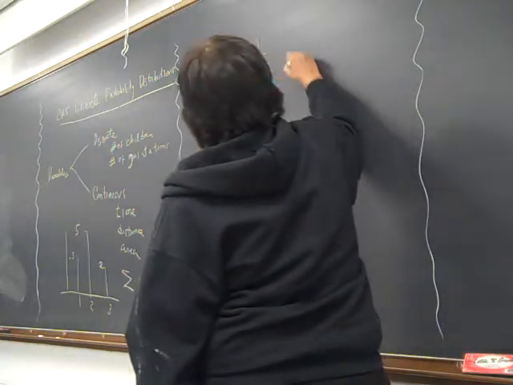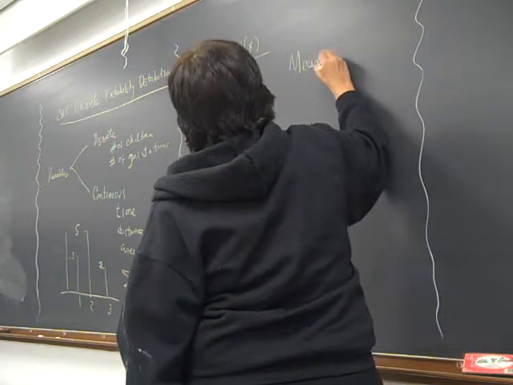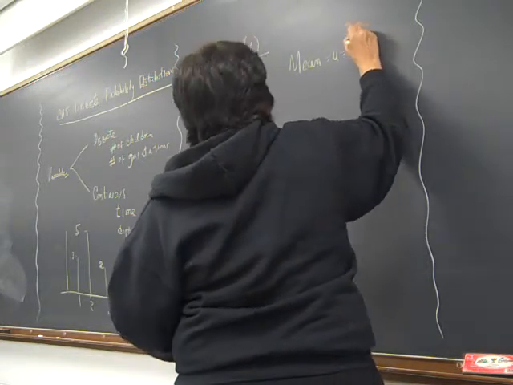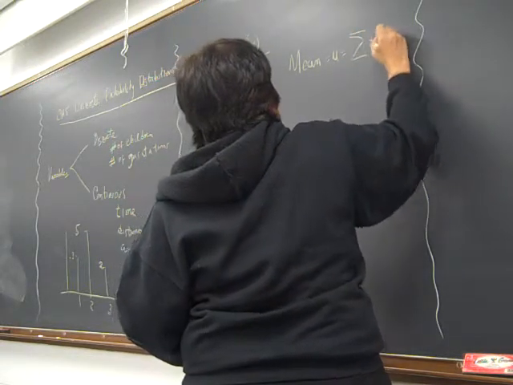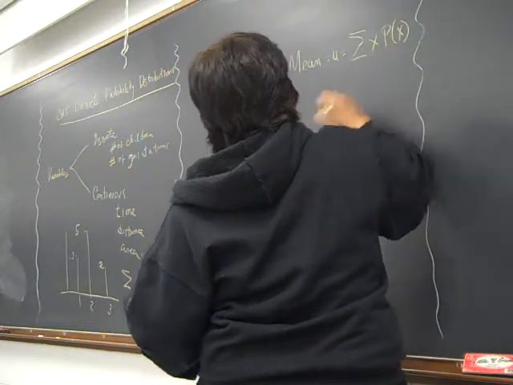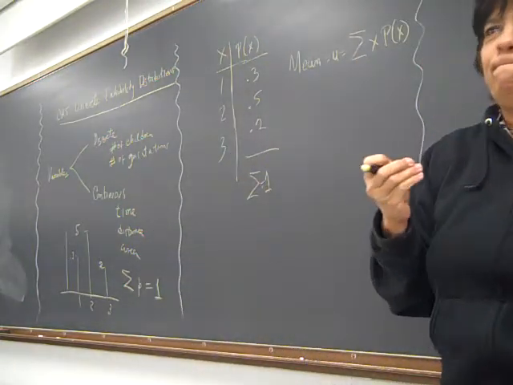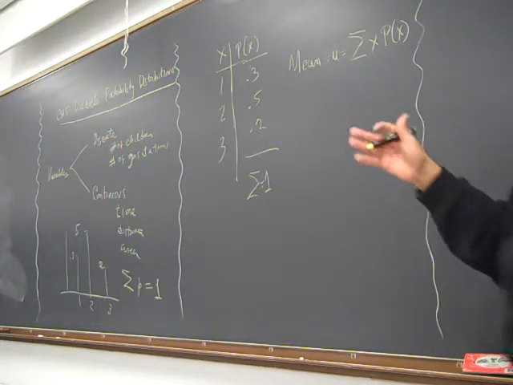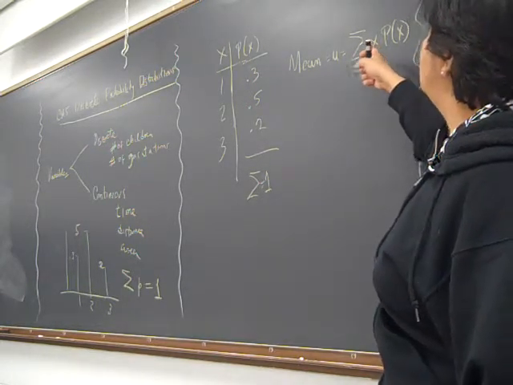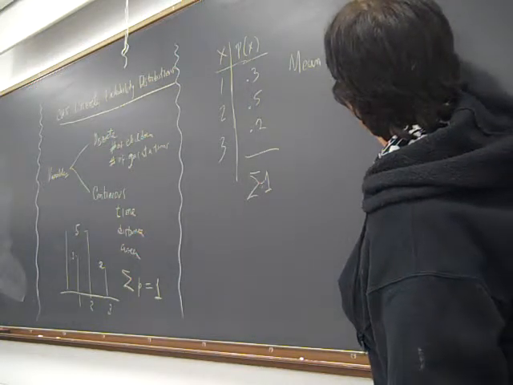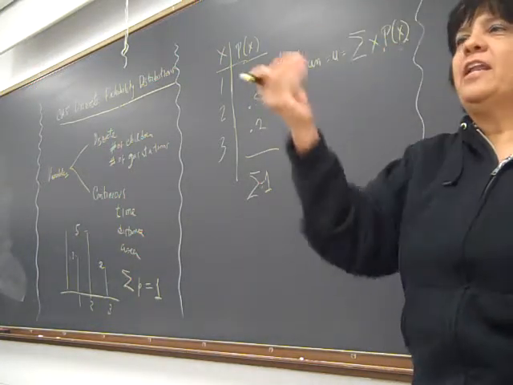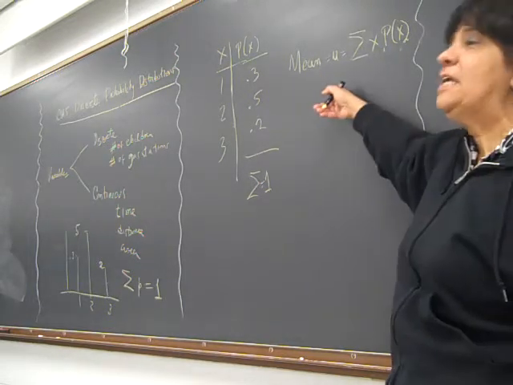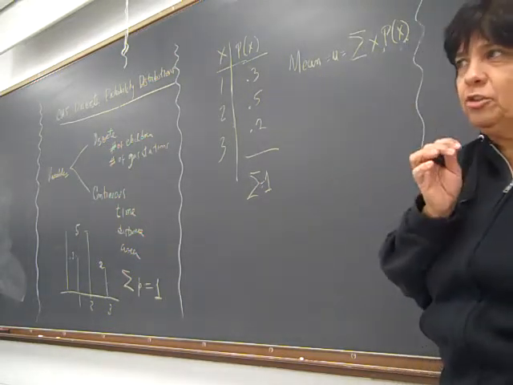Now, the mean, or mu, is going to be equal to the summation of x times p of x. That's the formula. It is the x value times the probability of that value. I'm going to add all those numbers, and that is going to be the mean of that distribution.